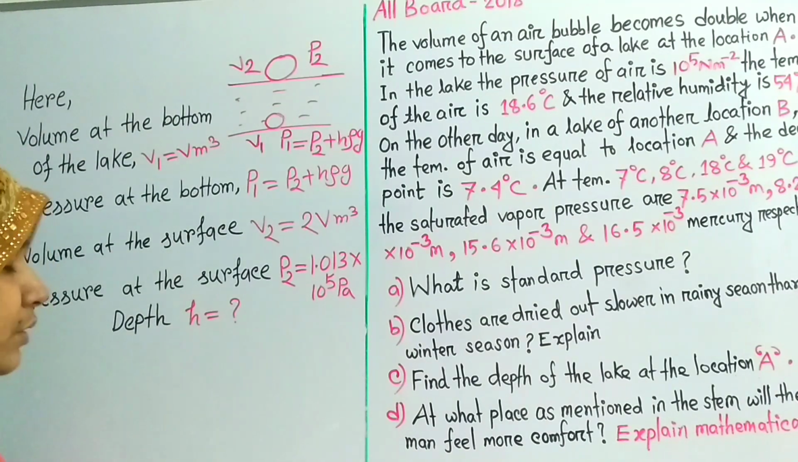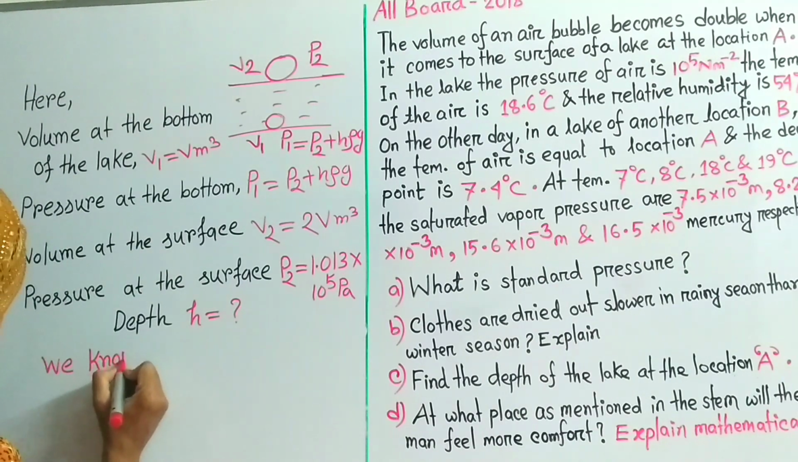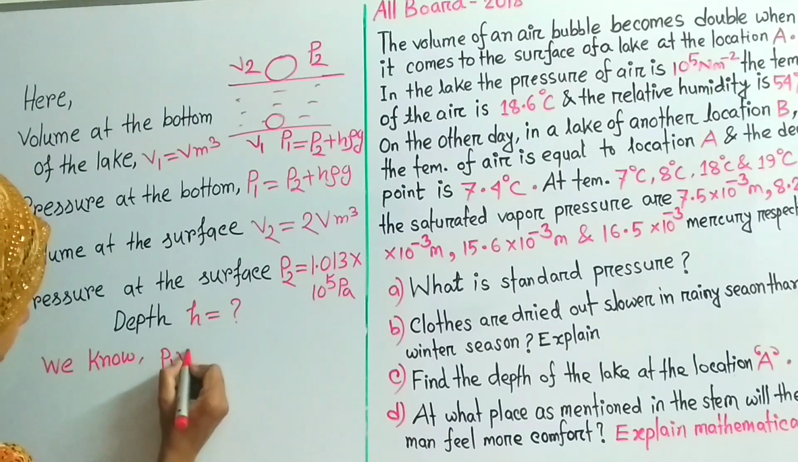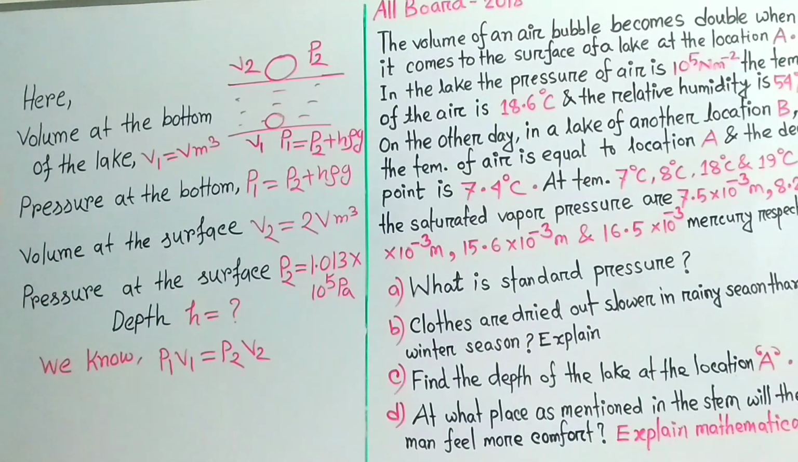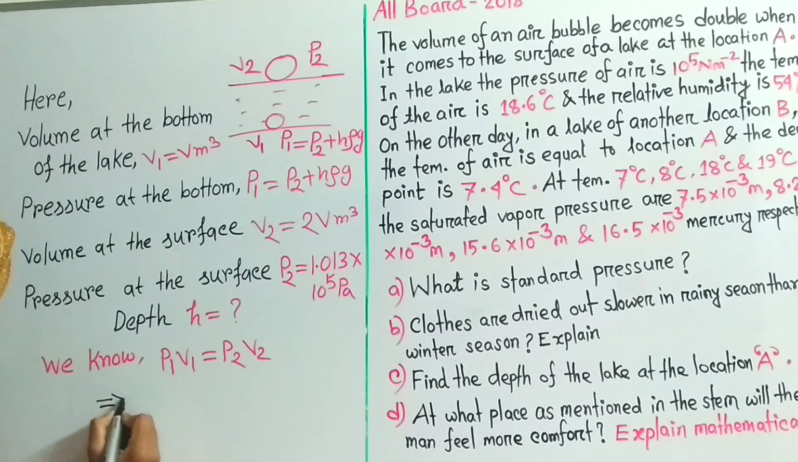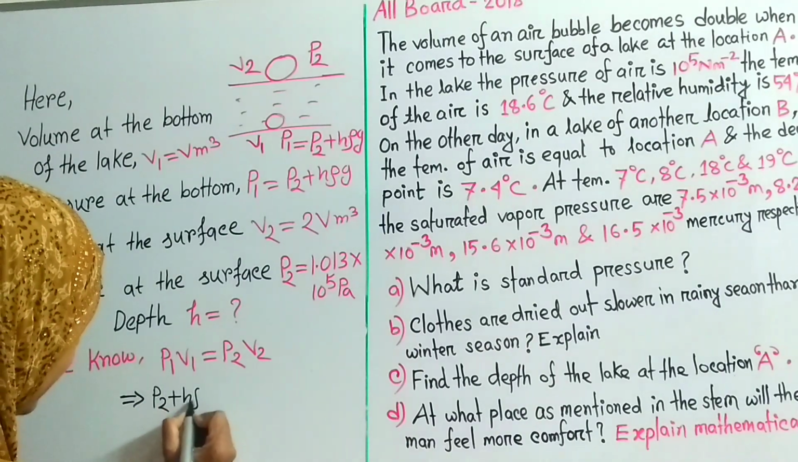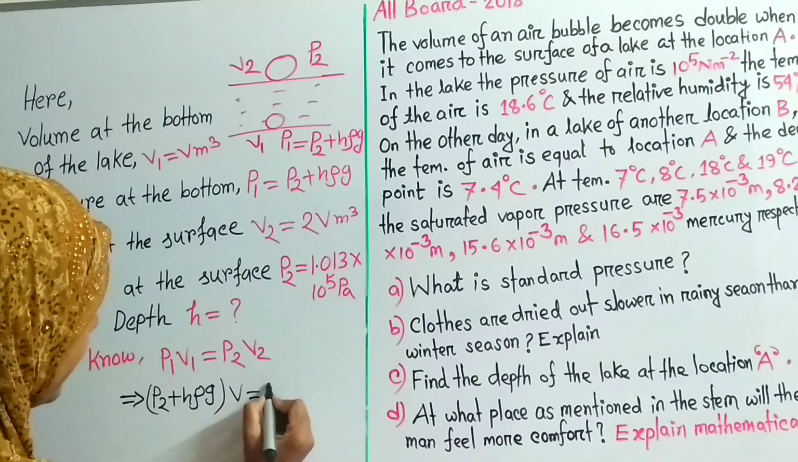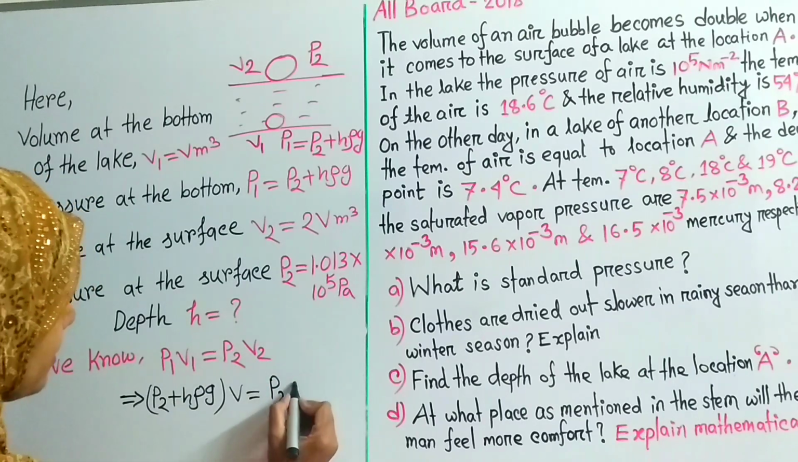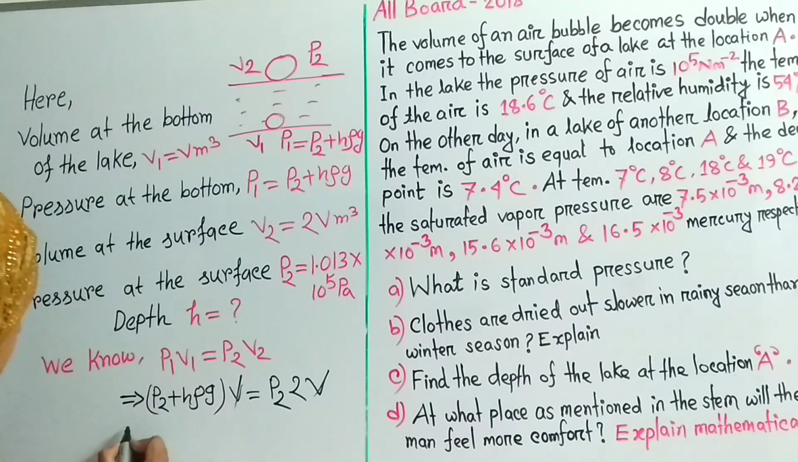We can easily calculate this with the help of Boyle's law. You know that according to Boyle's law, P1 V1 is equal to P2 V2. Now I am going to put in all the information given here. Here P1 is P2 plus H rho G. V1 is considered as V, and the value of V2 is 2V.